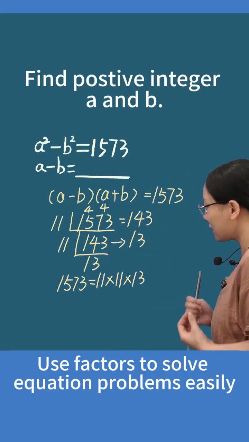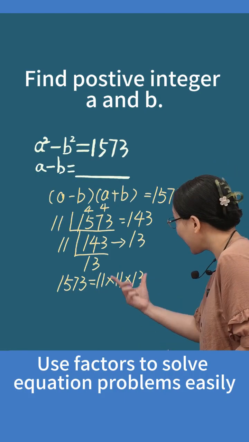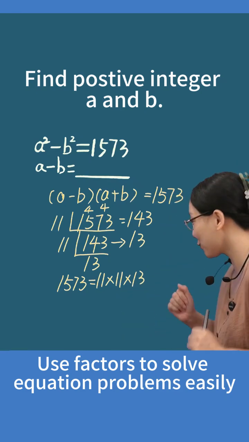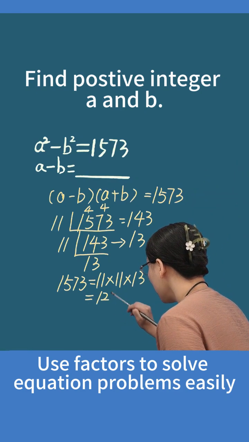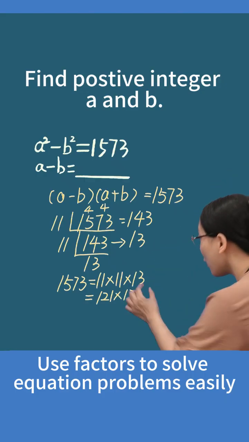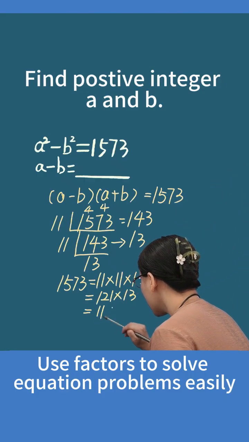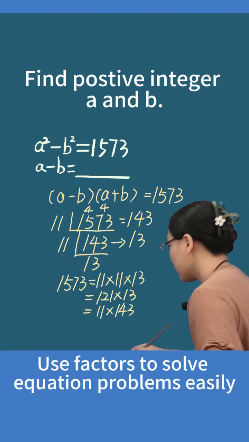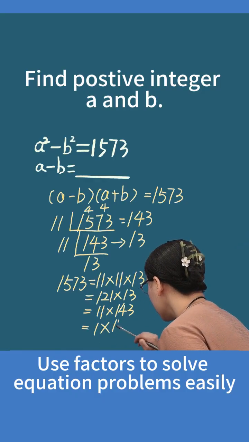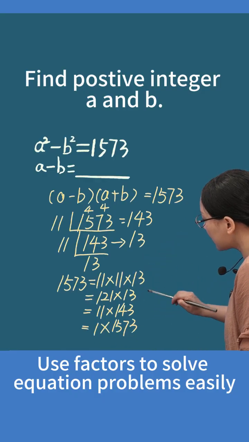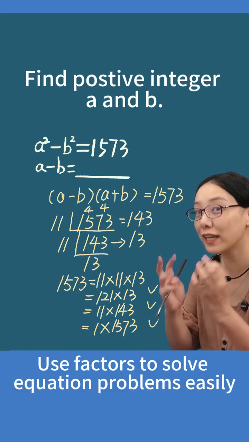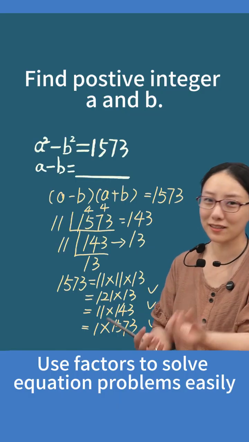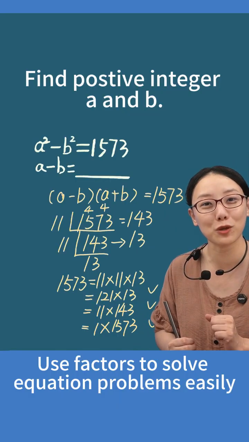But that's not quite right. Why not? Because I want to break it down into the form of two numbers multiplied together. But right now there are three numbers, right? So, for example, let's multiply these two first, which gives us 121 times 13. All right, if I multiply these two, it becomes 11 times 143. What else can I do? I could multiply all three numbers together to get 1 times 1,573. Actually, all three of these ways meet the requirements of the problem. If we really want to use this data to calculate the values of a and b separately, the sum and difference problems can be solved. We won't go into detail here.